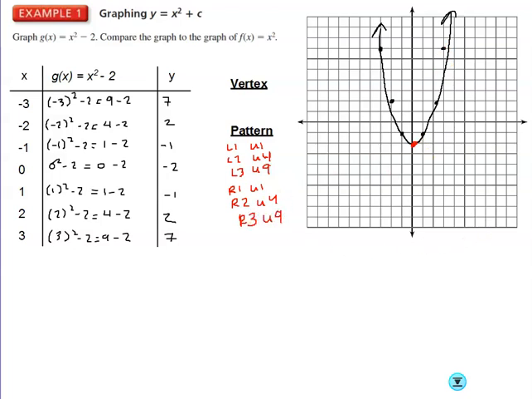This is the same pattern that we used when we were graphing just x squared. If we take our left and rights and we square them, we get this up column. So the pattern isn't changing, but what is changing is our vertex. This point right here has different coordinates than it did before. It used to be 0, 0, but now it's 0, -2. So my vertex changed when we introduced that subtraction. So our pattern is not affected by addition or subtraction, but the vertex is.